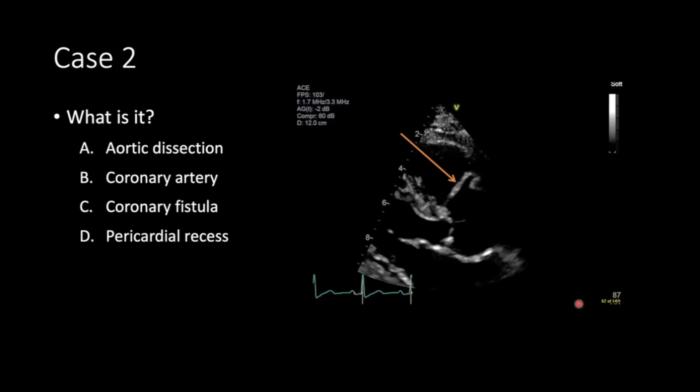B? Okay. So if you think it is a coronary artery, which one do you think it is? Right. Okay, perfect. It's the right. Exactly, yeah.